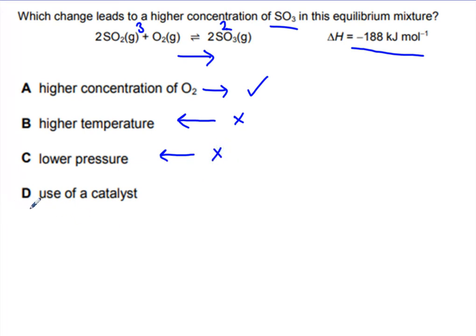And the last thing on here is if we were to use a catalyst, according to Le Chatelier's principle, we can't really deal with this one, can we? Because catalysts have no effect on yield. What they do is they speed up both the forward and the backward reaction by the same amount, and so there is no effect. So that's not going to increase the yield either. So we were right, it is A.